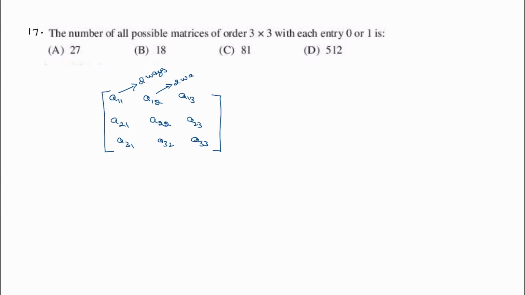Similarly, we can write either 0 or 1. So two ways for this, two ways for this. So for each entry, we have two possibilities. Therefore, the total number of possible cases will be 2 into 2 into 2, 9 times, which is 2 raised to 9. The answer is 512. D is the correct option.